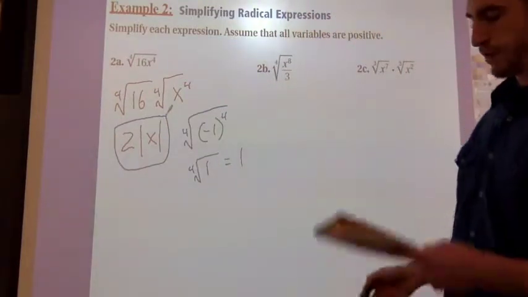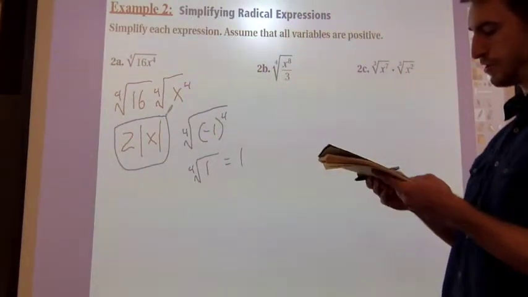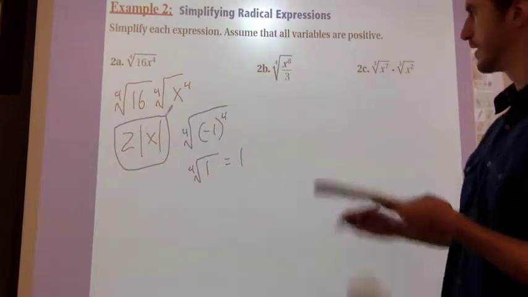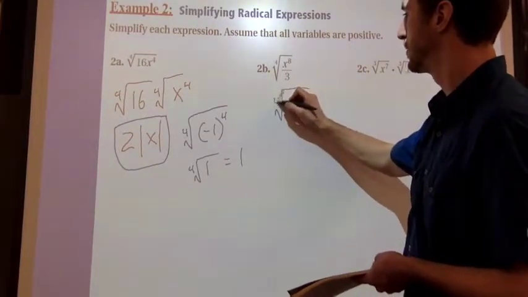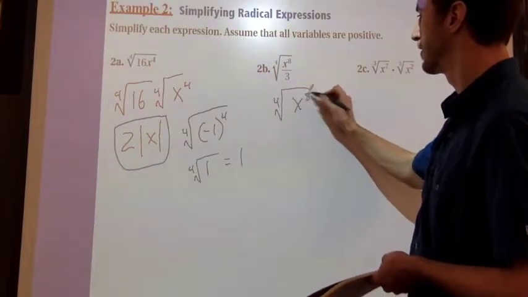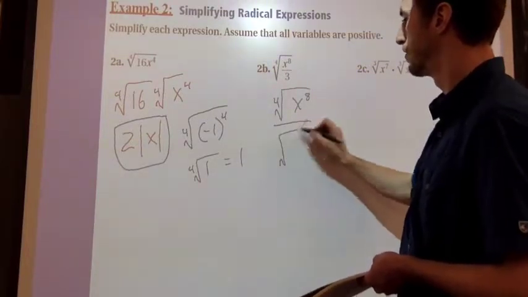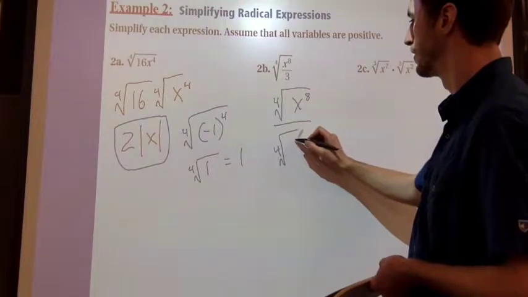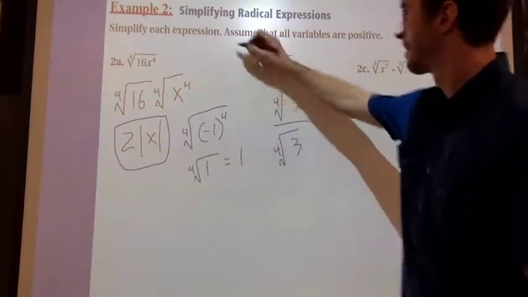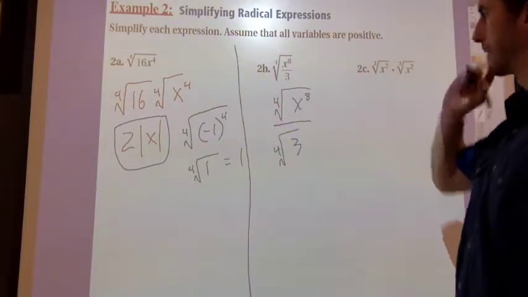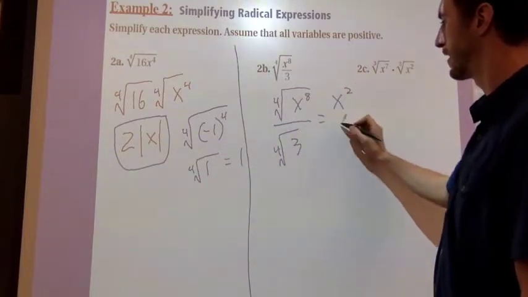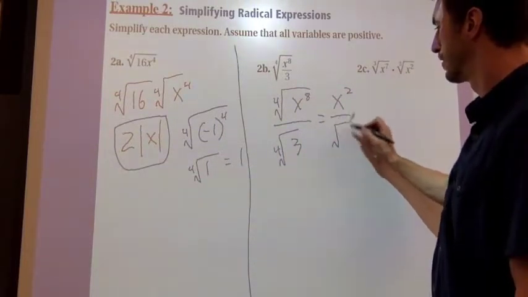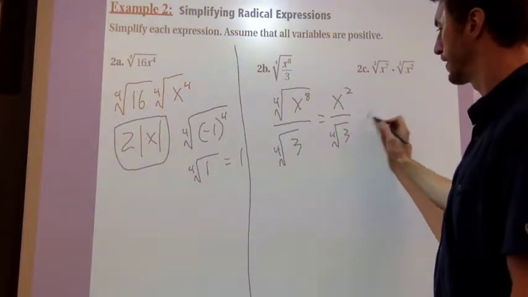Okay, and then the answer for number 2b, I'll go ahead and do this really quick. So I'll split it into 2. We've got 4th root of 8 over the 4th root of 3. Okay, and then this simplifies to x squared over 4th root of 3.